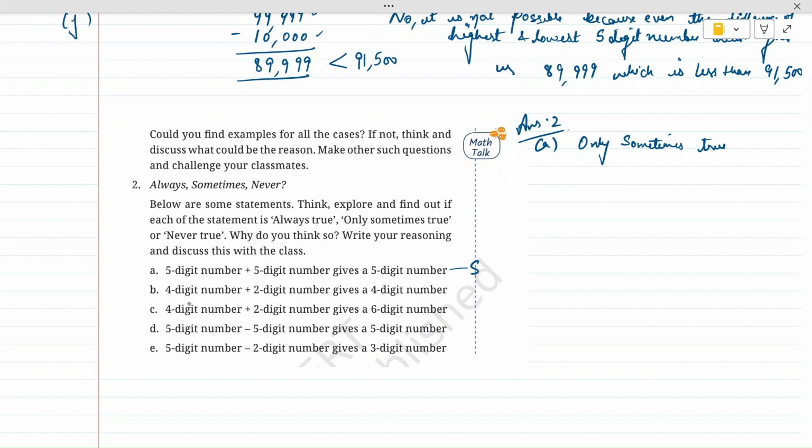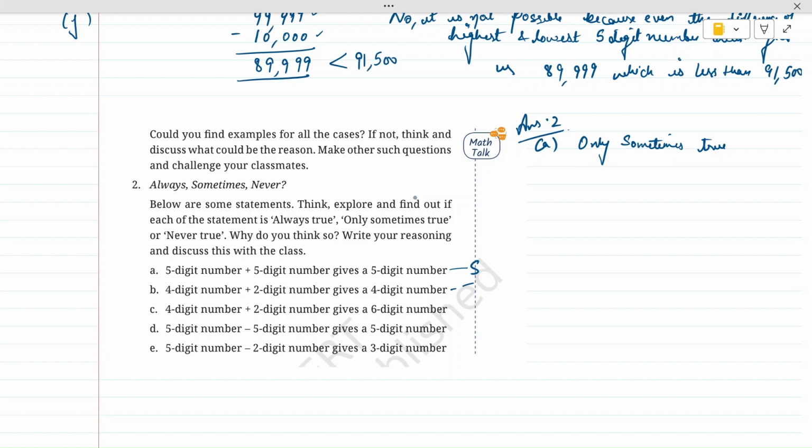Now the second is: a 4-digit number when added to a 2-digit number gives us a 4-digit number. So that means if I'm adding a 4-digit number to a 2-digit number, it is giving me a 4-digit number. So this is also true, because it is possible. So I'm writing this as true. Next, we have to see whether it is always true or sometimes true.